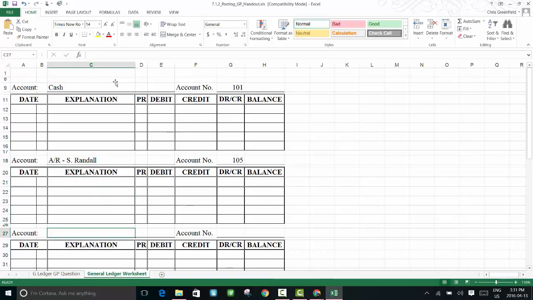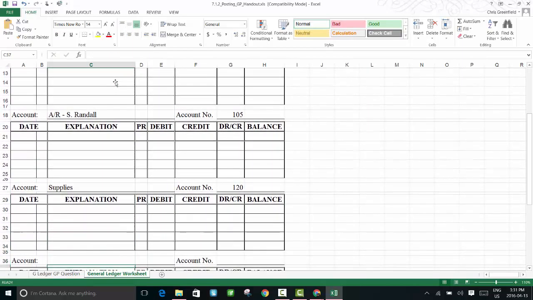Next we have our supplies account, which is account number 120. And we have our capital account, and we set these up. The formatting is exactly the same as it would be on the balance sheet. So L. Kenya, comma, space, capital. This is account number 301.